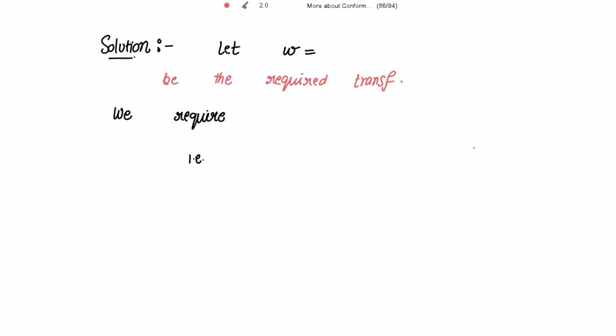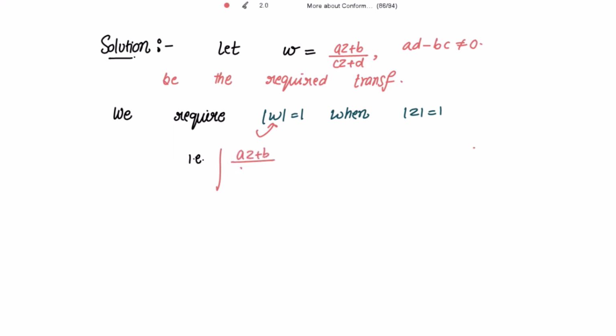Let's write our original transformation, that is w = (az + b)/(cz + d), with a very important condition that ad − bc is non-zero. So let this be the required transformation, and we require |w| = 1 when |z| = 1. That is, we just put the value of the transformation here. So this becomes |az + b|/|cz + d| = 1, that is, |az + b| = |cz + d|.